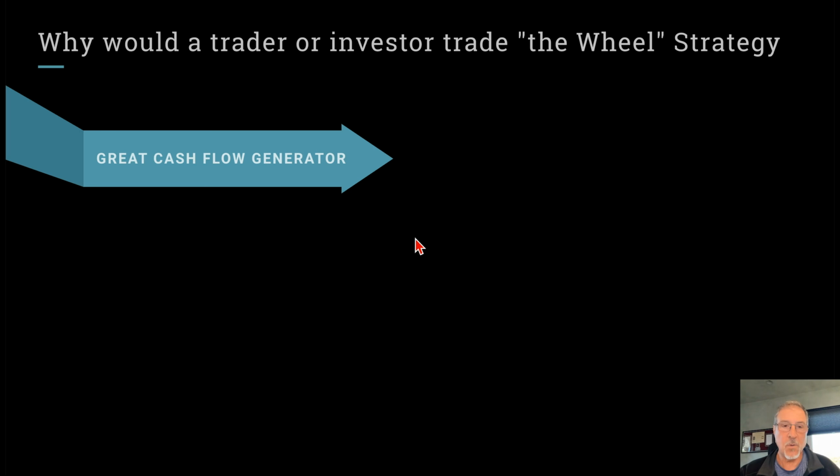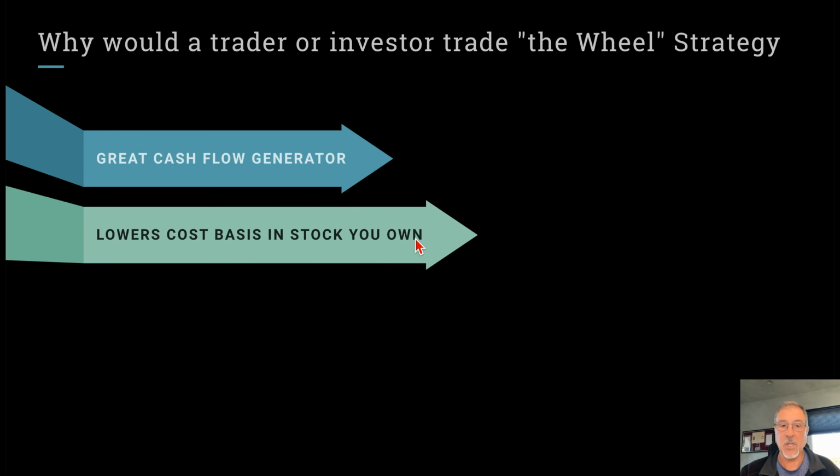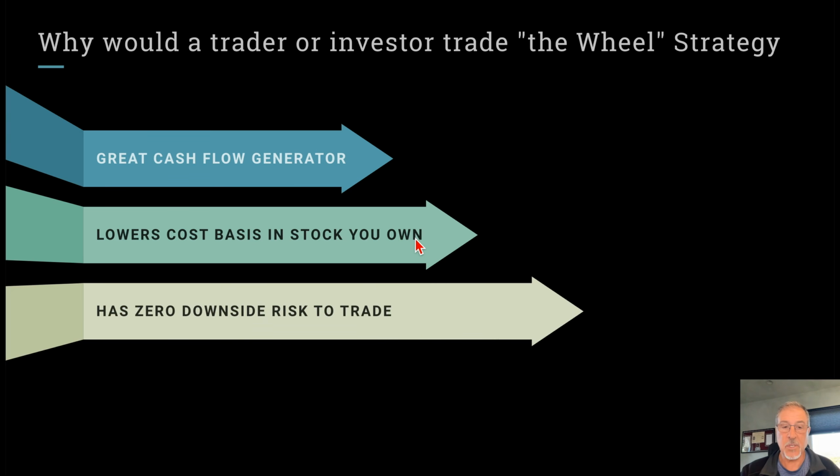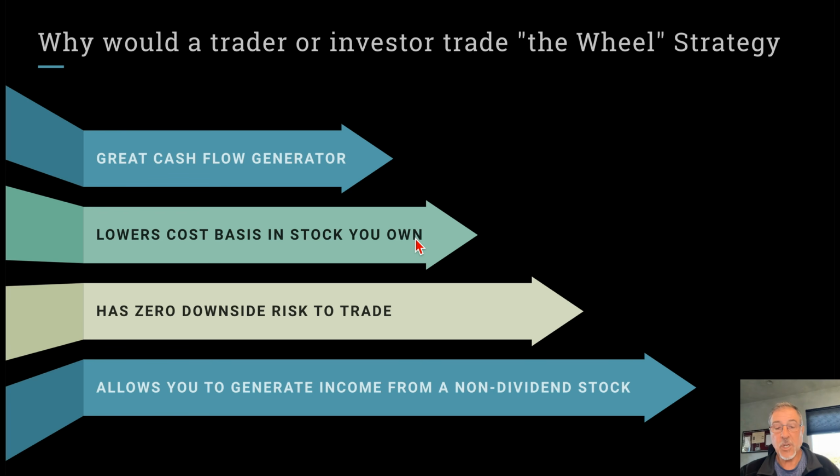There is zero downside risk in trading this strategy, particularly given you already own stock or you already have an intent to own stock in 100 share increments. And we'll see why that is in a moment. So the reason that this is so valuable, and it has no downside risk, is it actually lowers the cost basis in stock that you already own or are going to own. And again, we'll see how that happens here in a second. Zero downside risk in this trade, and it allows you to generate income from non-dividend stocks.